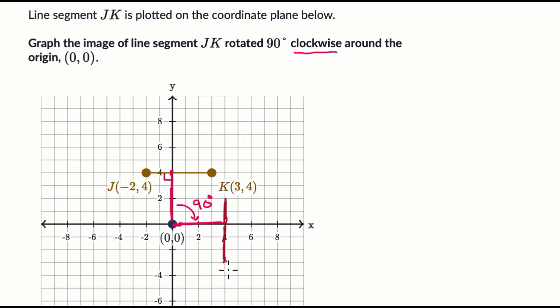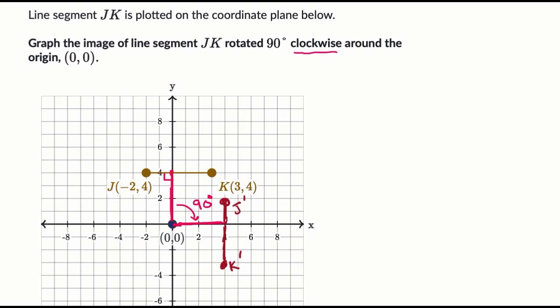So it would look like this, where we could call this J prime, and this could be K prime. There are other ways to do it, but that would do the trick. We have now rotated JK 90 degrees clockwise around the origin.